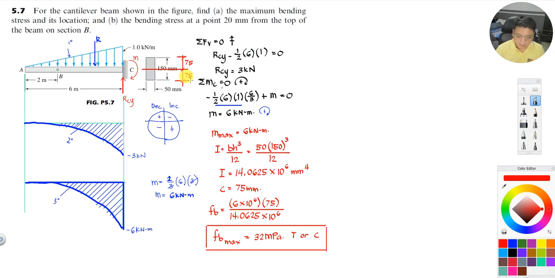Okay? Pero let me ask again, nasaan yung ating tension? Again, our moment is negative. So kapag negative, ganyan, nasaan ang tension? Nandito yung tension, nandito yung compression. So, the top experiences tension and then the bottom experiences compression. Alright? Next, the problem now is, ano daw naman yung bending stress at point B.